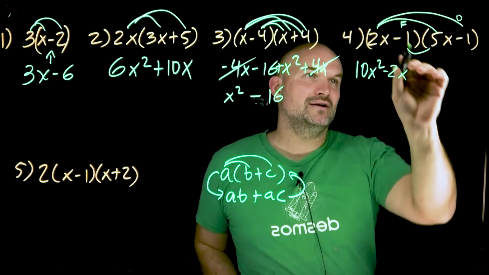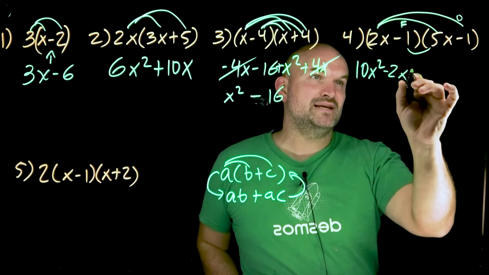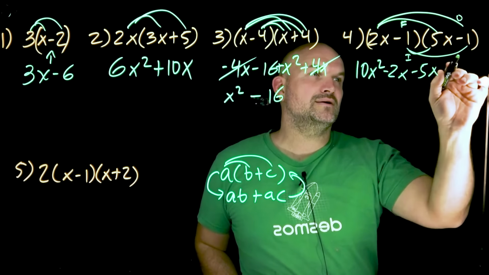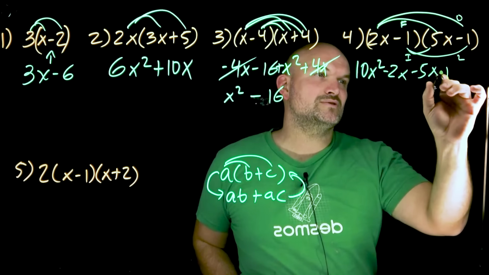Then we do our inner. Negative 1 times 5x is going to be a negative 5x. And then we do our last, so we do inner, last, -1 times -1 is going to be a +1.